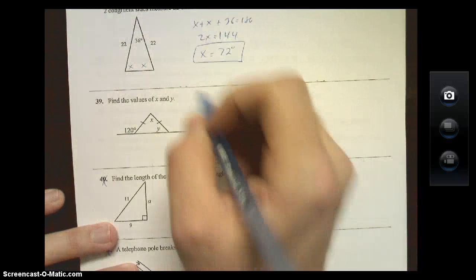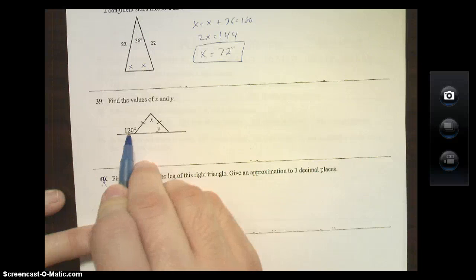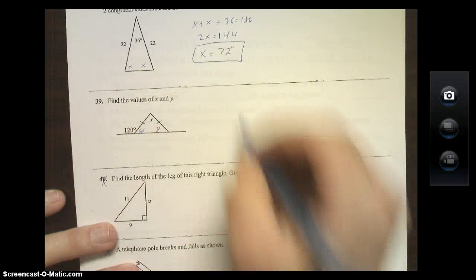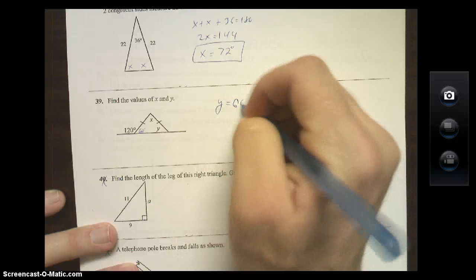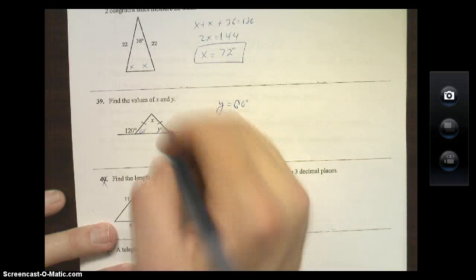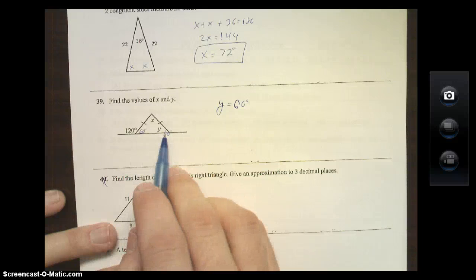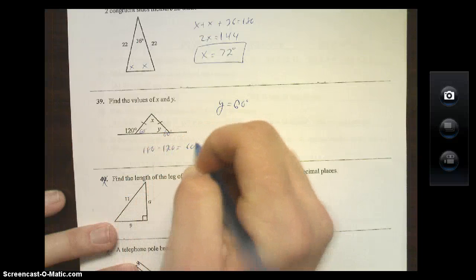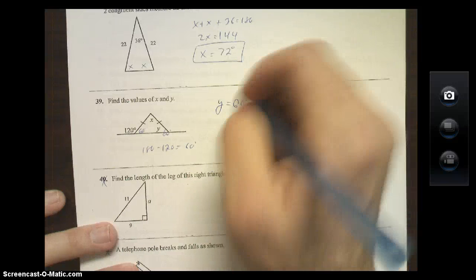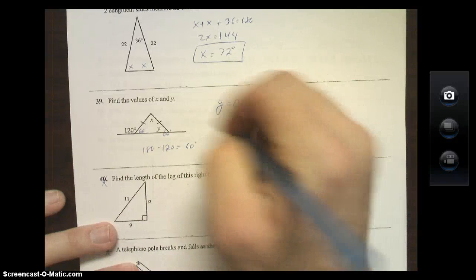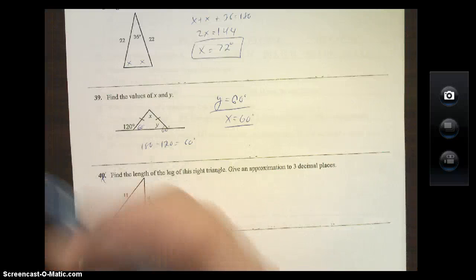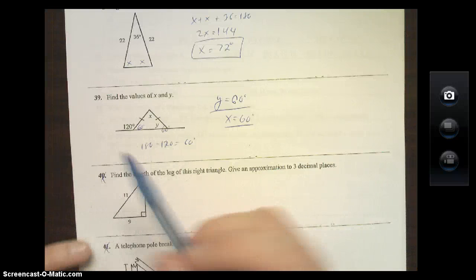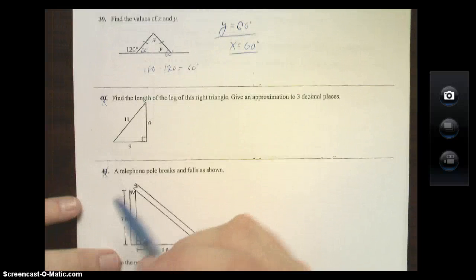Number 39, find the values of x and y. If this is 120, right beside it has to be a linear pair, so 60 degrees, which means y is 60 degrees. 60 and 60 is 120. 180 minus 120 gives you 60 degrees as well. So x actually equals 60 degrees. That happened to be an equilateral triangle, but just keep in mind linear pairs, use that knowledge.